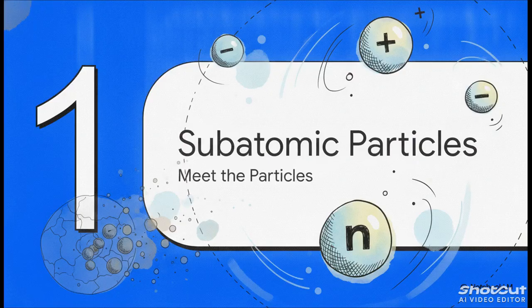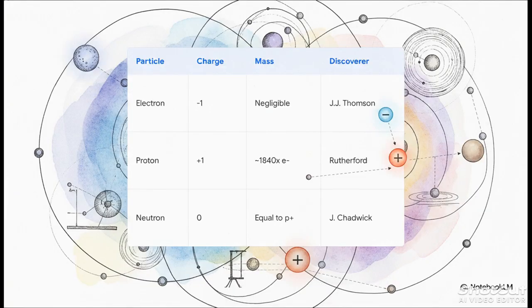So, Section 1. Meet the subatomic particles. First up, we've got to introduce the three main characters that prove John Dalton's long-held theory of an indivisible atom completely wrong. We have the electron, which is this tiny particle with a negative charge and, honestly, negligible mass, discovered by J.J. Thomson. Then there's the proton, rocking a positive charge and weighing roughly 1,840 times the mass of an electron, thanks to E. Goldstein and Ernest Rutherford.